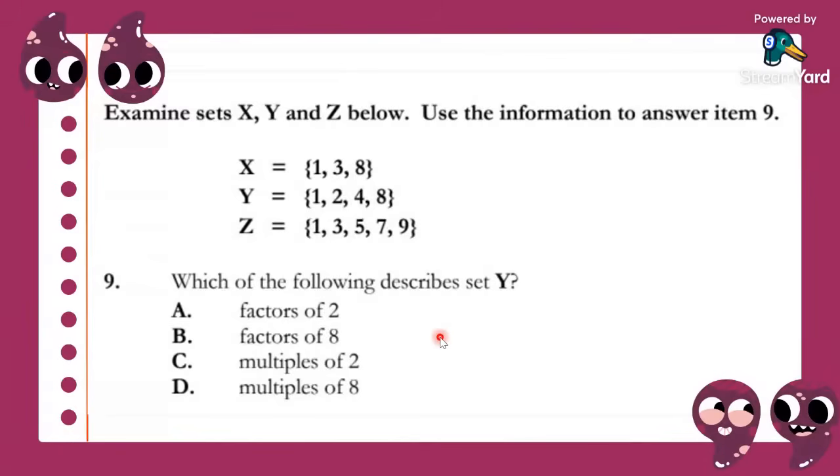All right. Karine says because 1 can go into 8. So can 2 and 4 and also 8. Yes, you are right. So factors are all these that when we multiply them, we can get 8. Those are usually going to be the smaller numbers. But then C says multiples of 2, multiples of 8.